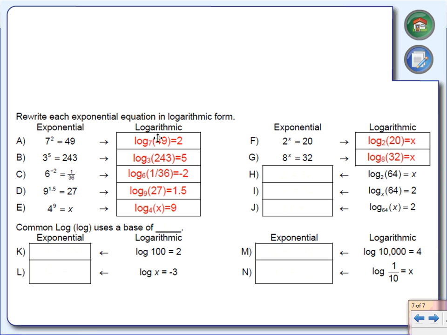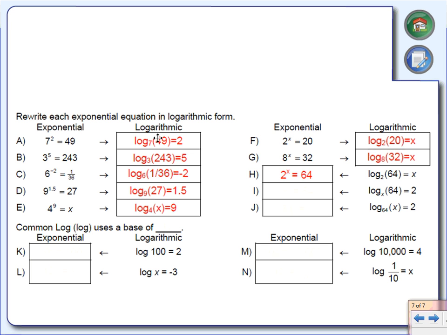Can we go the other way around? Can we go from a log to an exponential? Sure we can. So can you guess what this first one's going to be? What's the exponential going to look like? We got log base 2 of 64 equals x. Which one of those is the base? No, 2 is the base. That 2 needs an exponent. Which of those is the exponent? The x. And what is it going to equal? 64. So the exponential we end up with is 2 to the x power equals 64.